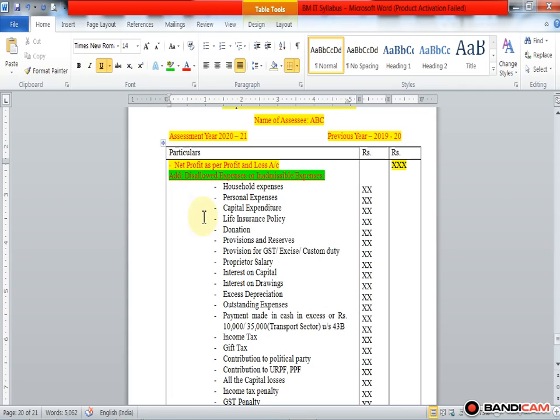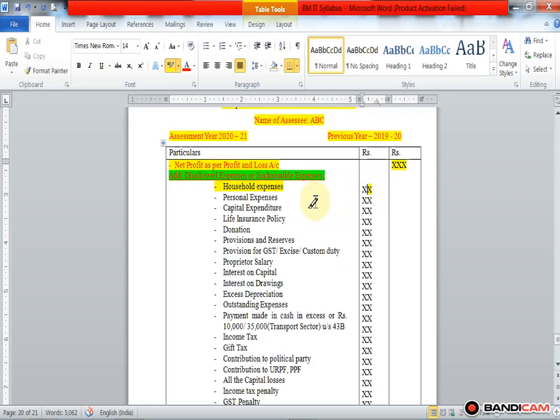Here a list of expenses not related to business is given. First is household expenses of the owner. It means if the assessee spends some money for household, then these expenses are not related to business, but he shows these expenses on the debit side of the profit and loss account and reduces the net profit, so we have to add his personal or household expenses to net profit.